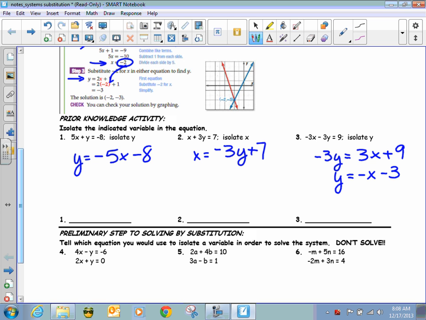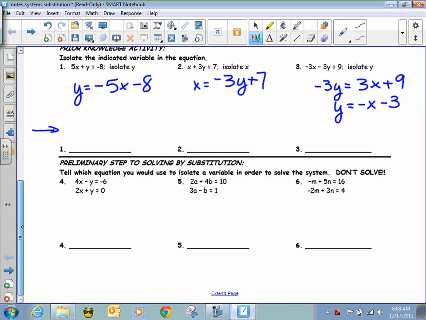If you have questions about that, please write it in this section here and we'll talk about it. Preliminary step to solving by substitution. Before we do anything else, all I want you to do here is to assess these problems and decide which one of these equations you would isolate the variable for.